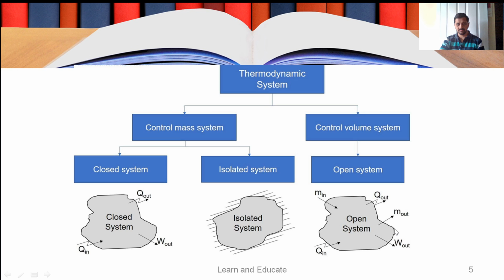M stands for mass flow. So there could be mass flow as well as energy flow in the form of heat as well as work across the boundary of the system. This could be from the system to the surroundings or from the surroundings to the system. That is an open system.